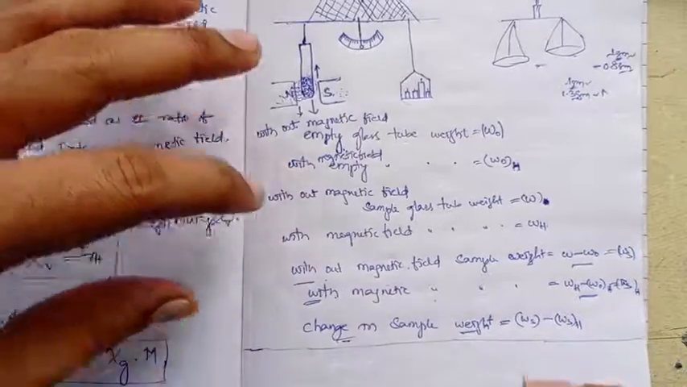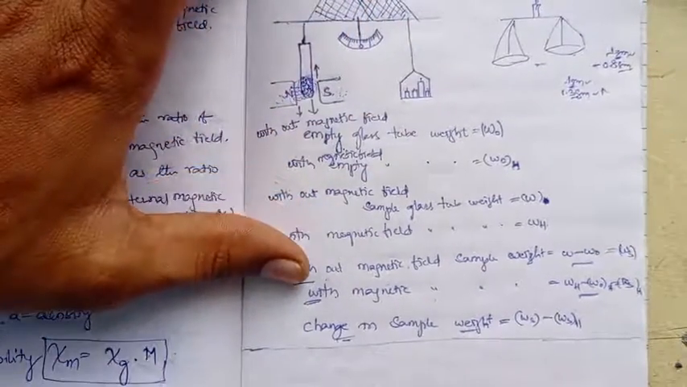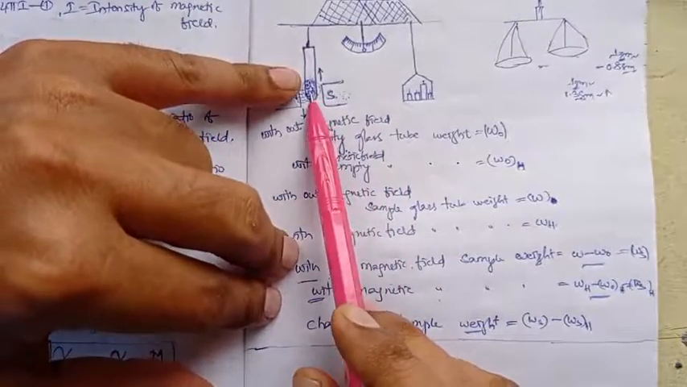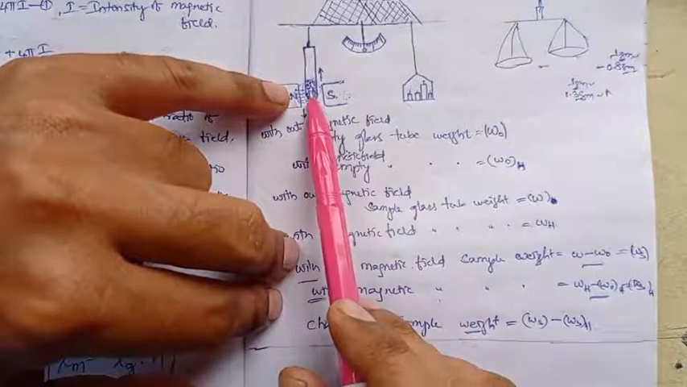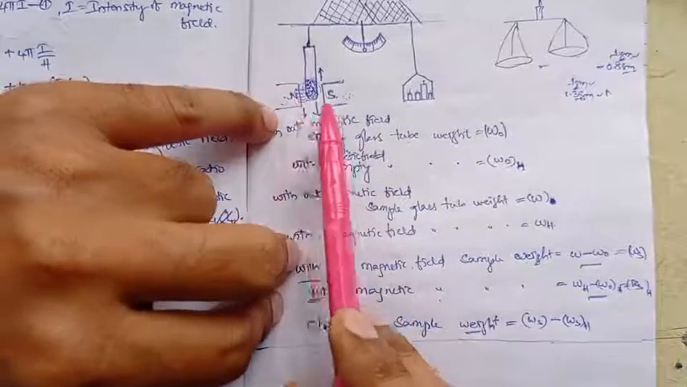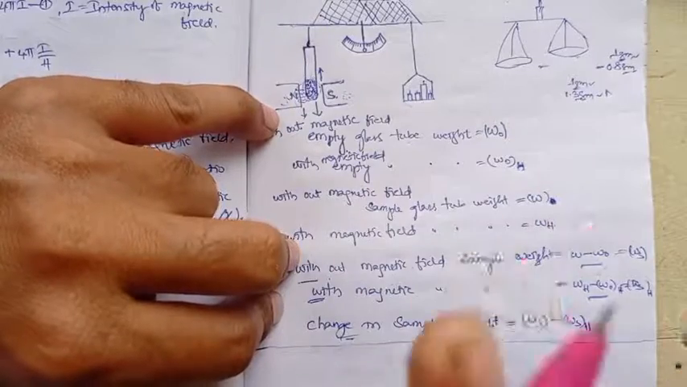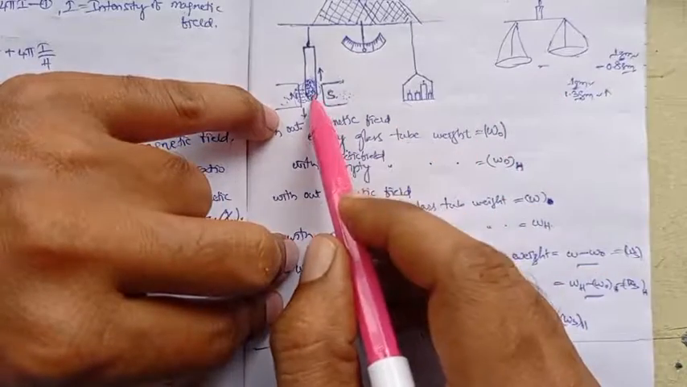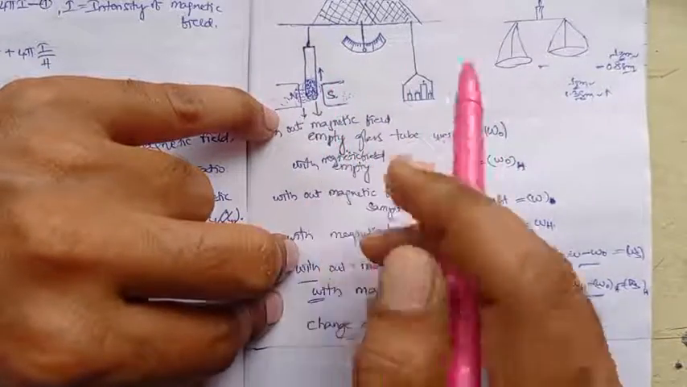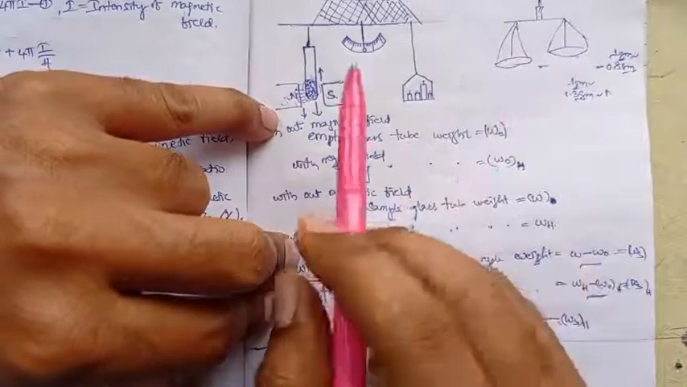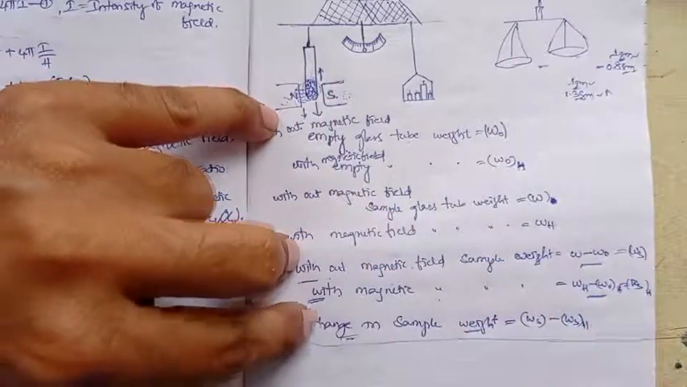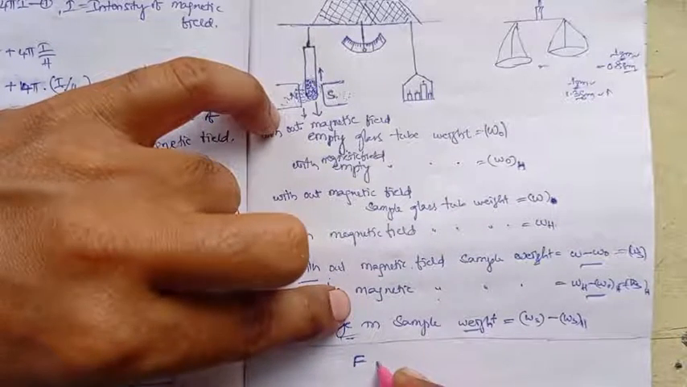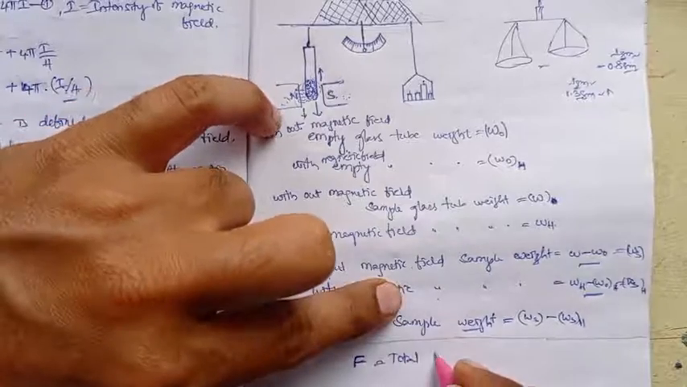Actually, what happens deeply, the concept in the Gouy method, is this. Whether it is a paramagnetic or diamagnetic substance, when we take a magnetic sample, the external magnetic field certainly has some force to attract or repel the sample. The external magnetic field applies some force to attract or repel the sample, right? That force you consider as F.